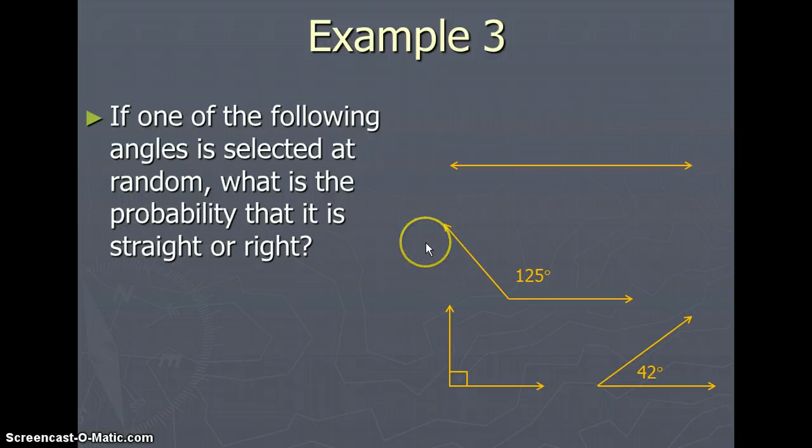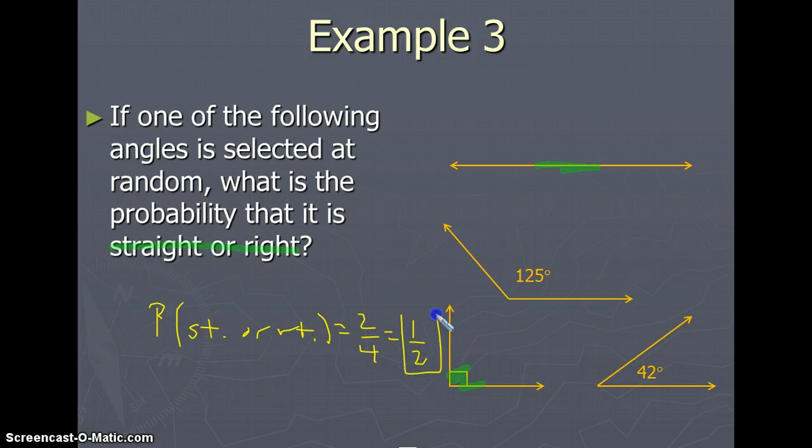And for the next one, it says what's the probability that it is straight or right? So we have 2 possibilities, a straight angle or a right angle. We know the straight angle is a winner, and we know the right angle is a winner. The 125 and the 42 are not. So our probability of straight or right equals 2 over 4, and this is where we're going to run into a problem if we don't reduce it. We want to make sure our fractions are always reduced. 1/2. What that basically means is half of the times we play, in the long run, we will win. So we'll have either a straight angle or a right angle. The other half, we won't.